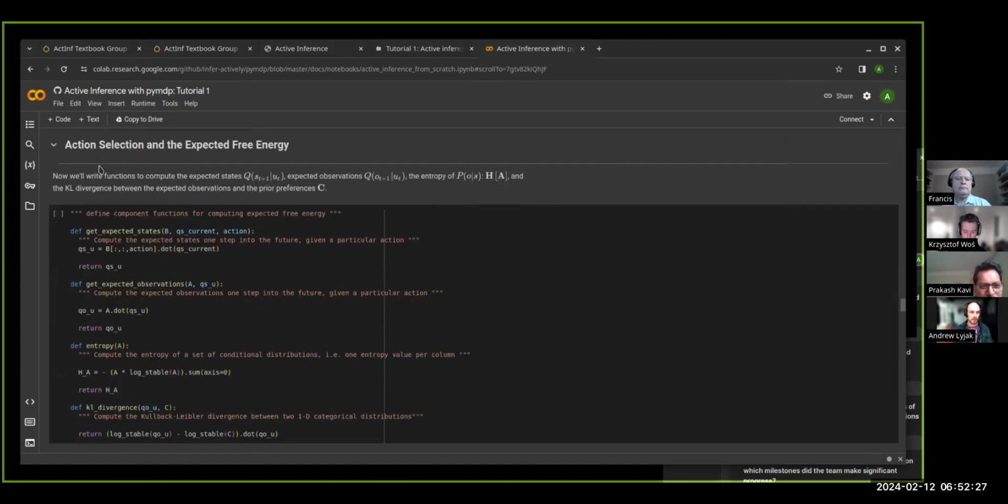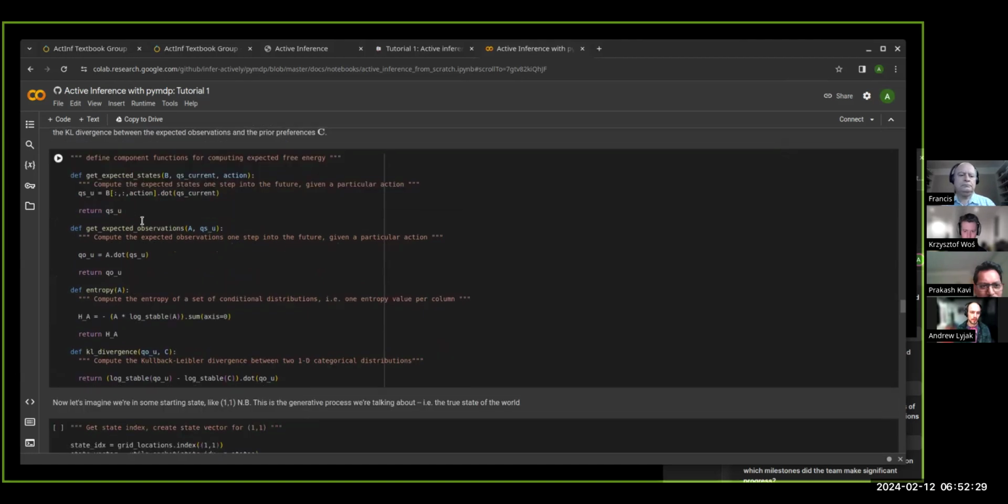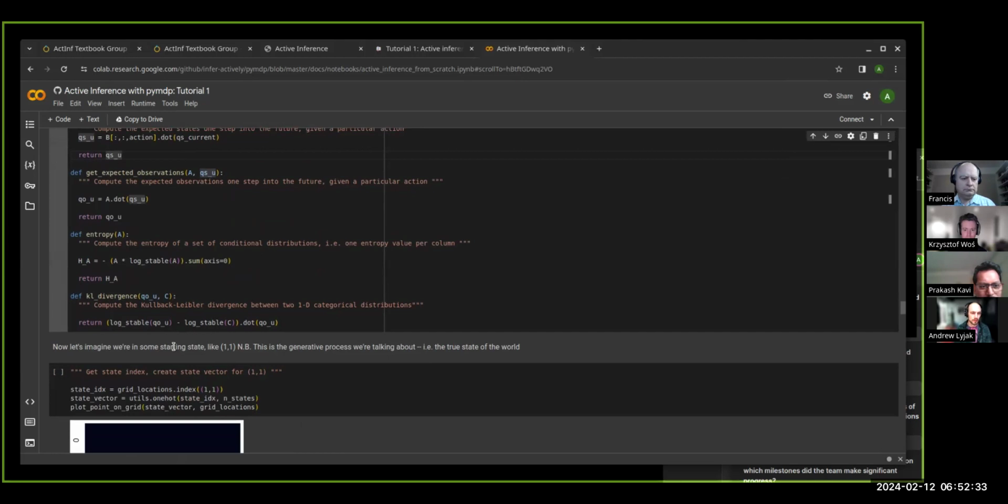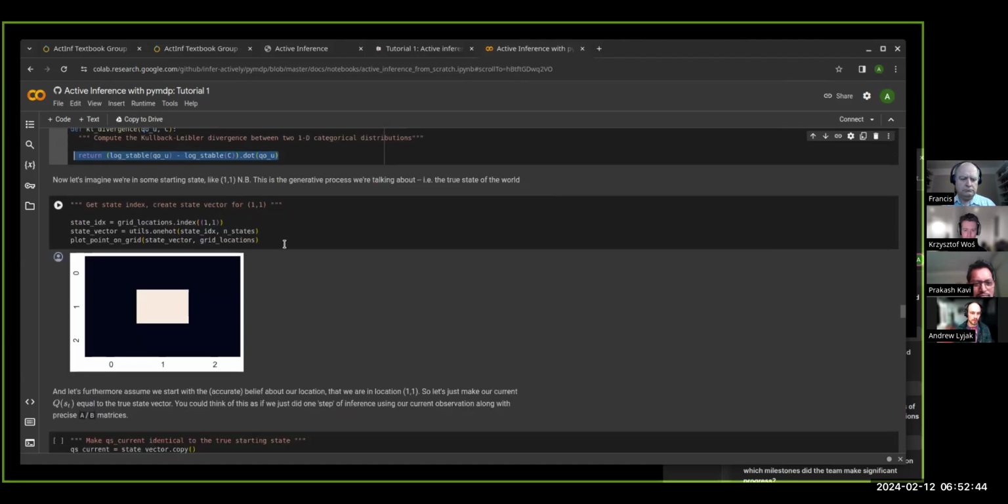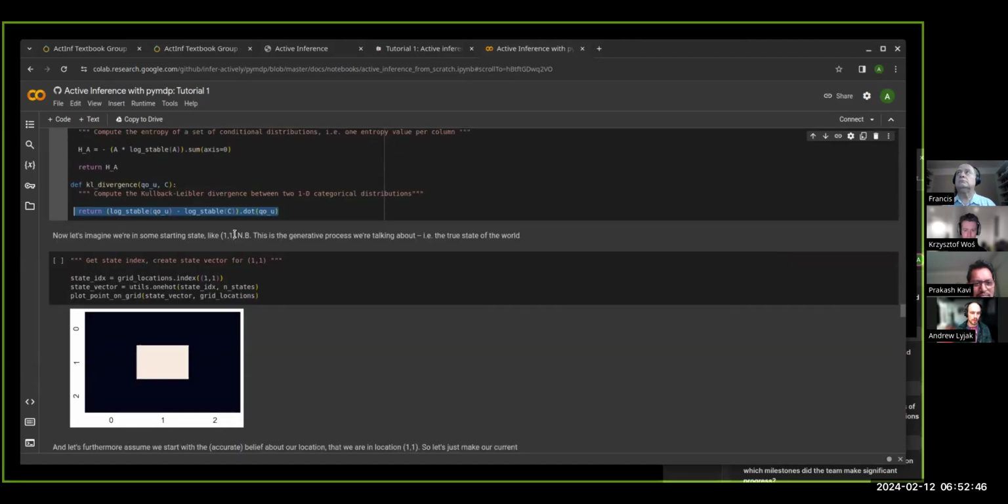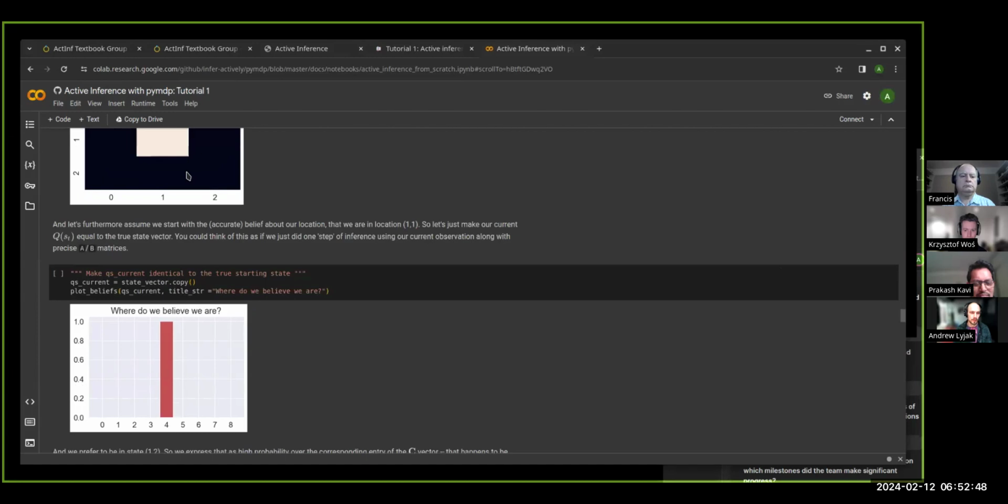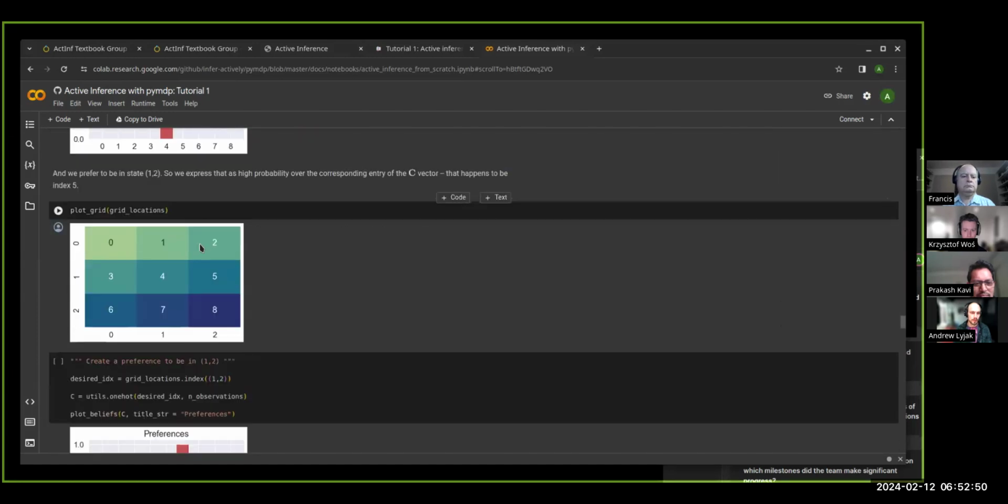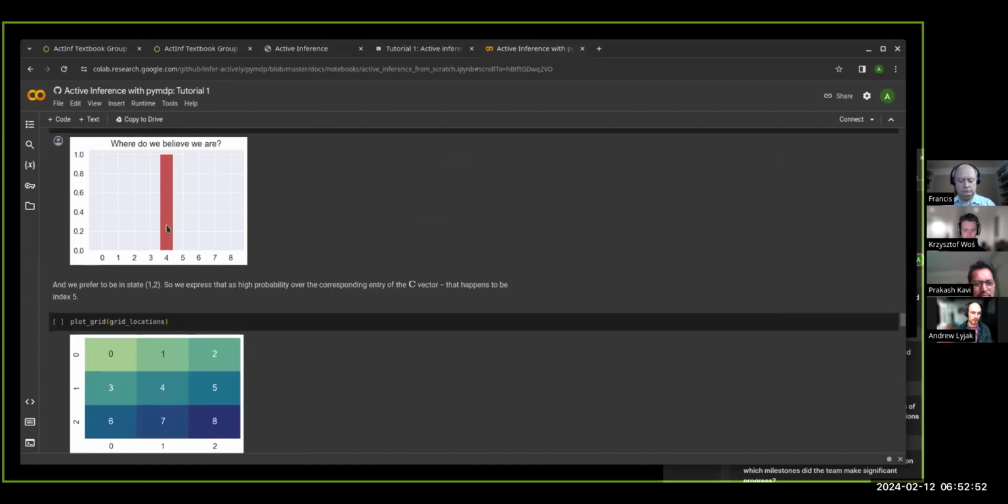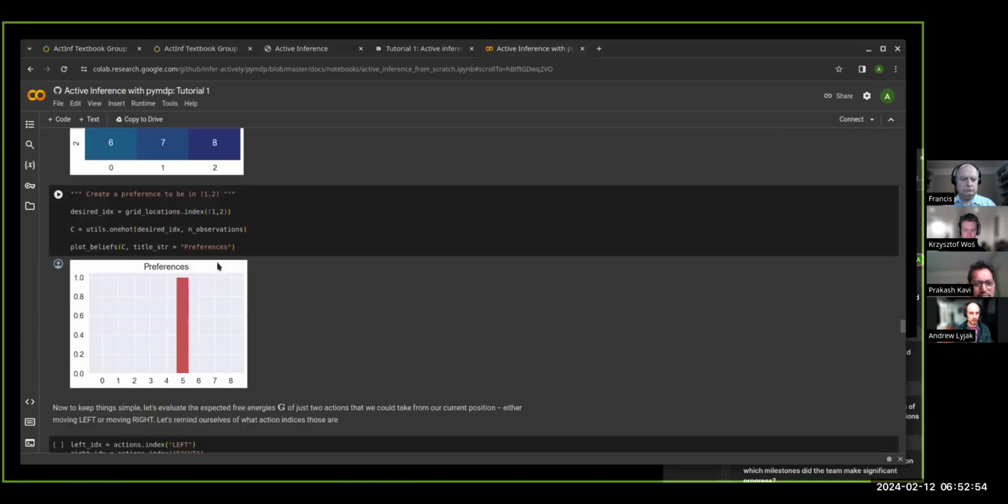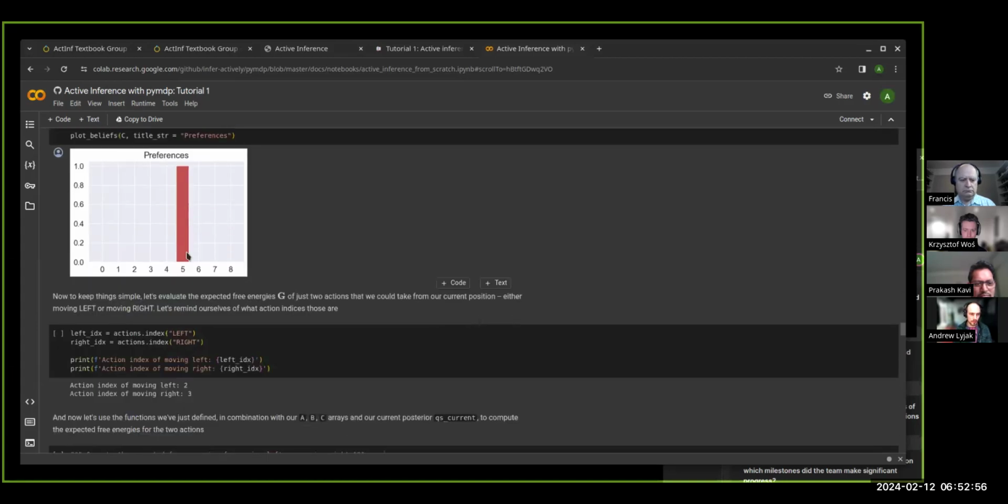Then action selection. This is the action part. Some more functions are introduced. Pretty cool to see the entropy and the KL divergence just defined so shortly. They just kind of replot things and refresh where it's all at, change the preference to 5.